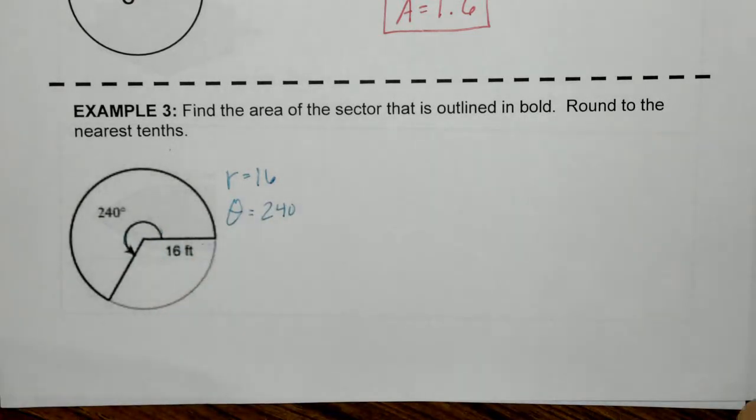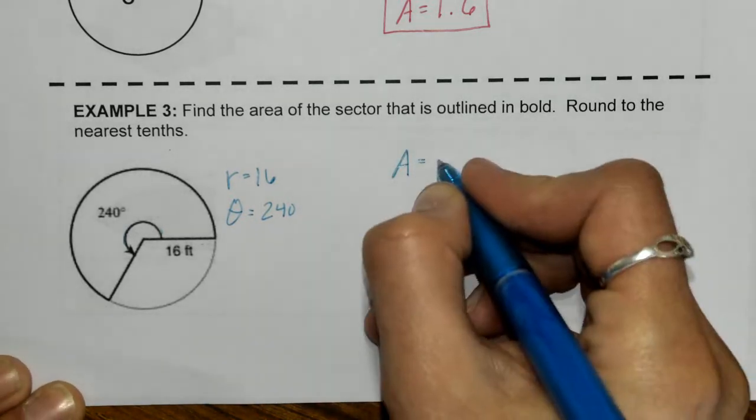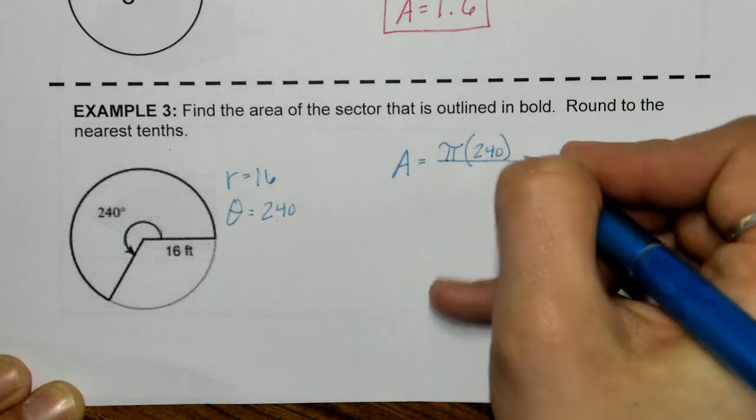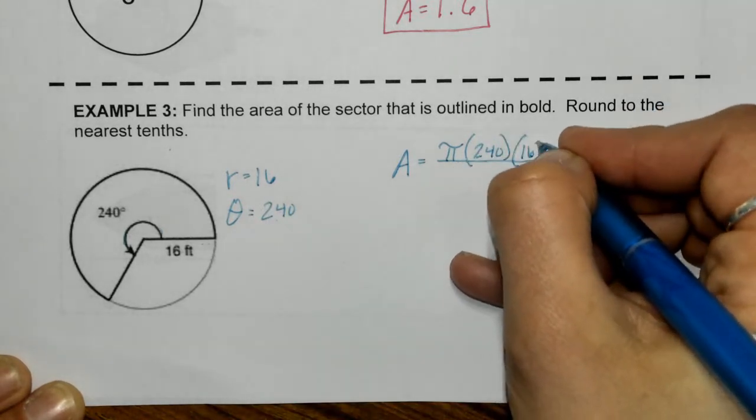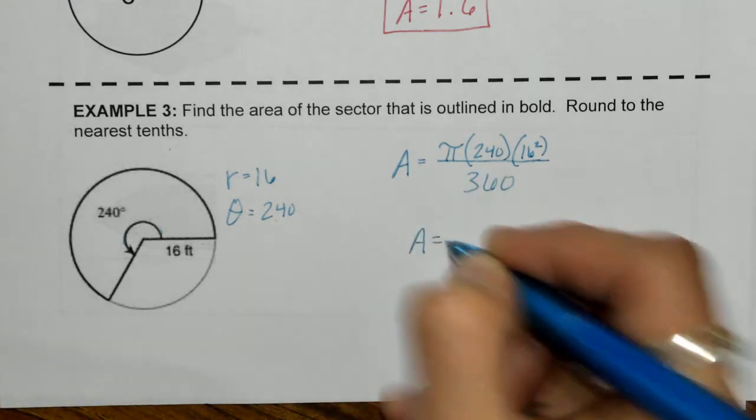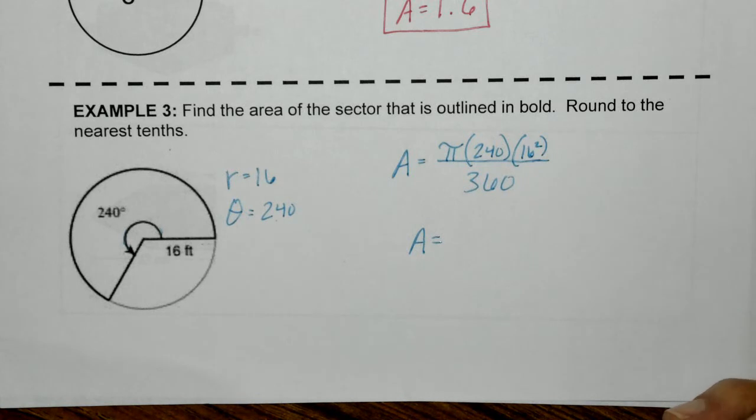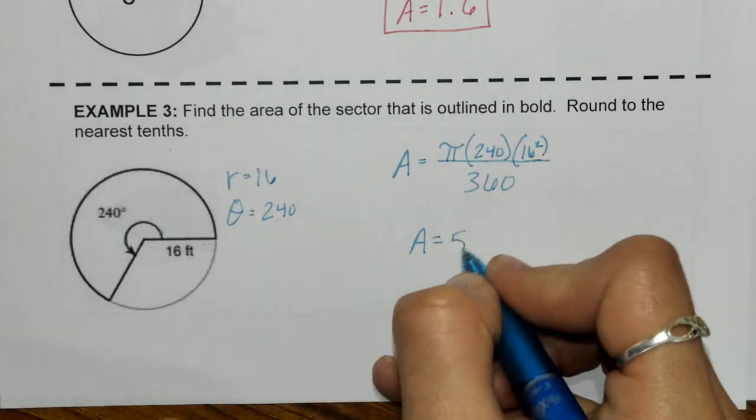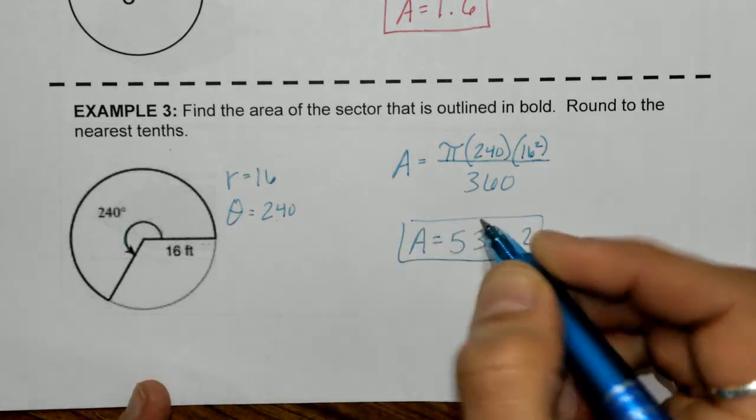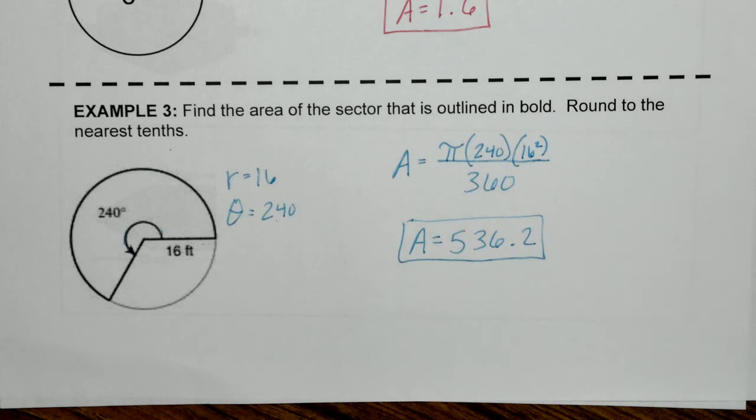I highly suggest that you pause it, set it up all on your own, solve it on your own, see what you get, and give you time to pause. So we have our area set equal to pi times our theta, 240, times our radius squared, that would be 16 squared, all over 360. If you haven't solved it on your own, pause, put it in the calculator, and we're going to come out with approximately 536.2. That's all sector area is. Plug in your radius, plug in your theta, plug it into the calculator.